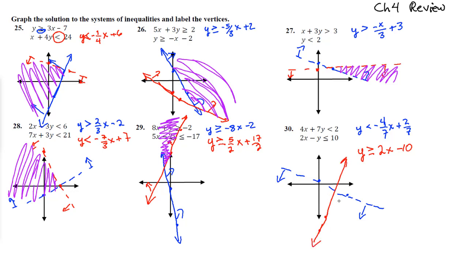And which way are we going? This is y is greater than, so up from the line. And so it looks like just back here in that little area there. So this one is in both of them. It's the blue and the red. Okay, there we go.